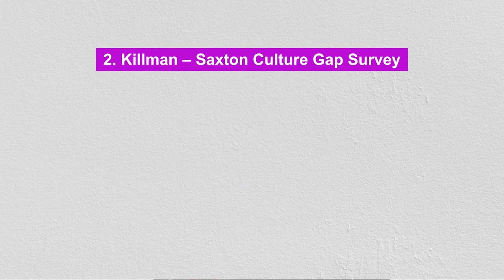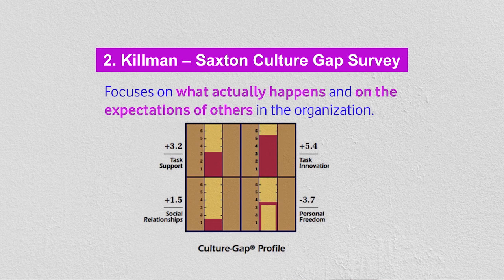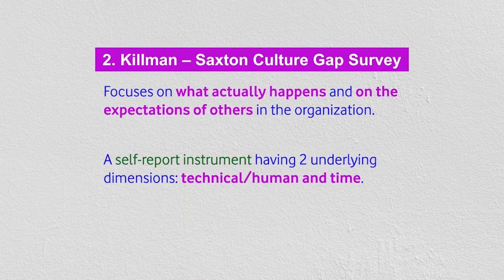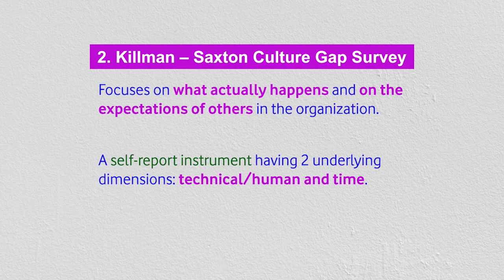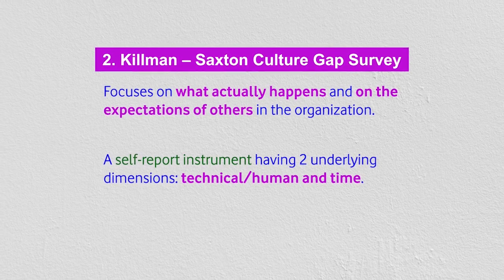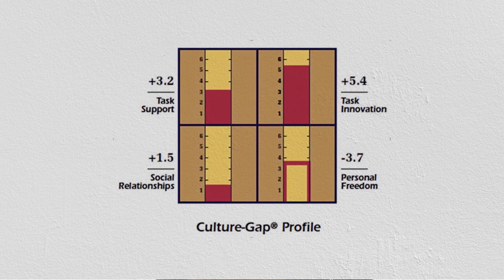The second instrument is the Kilmann-Saxton culture gap survey. It focuses on what actually happens, and on the expectations of others in the organization. There are 2 underlying dimensions in this survey. One is the technical and the other is the human, and the time measure is the short term versus the long term.